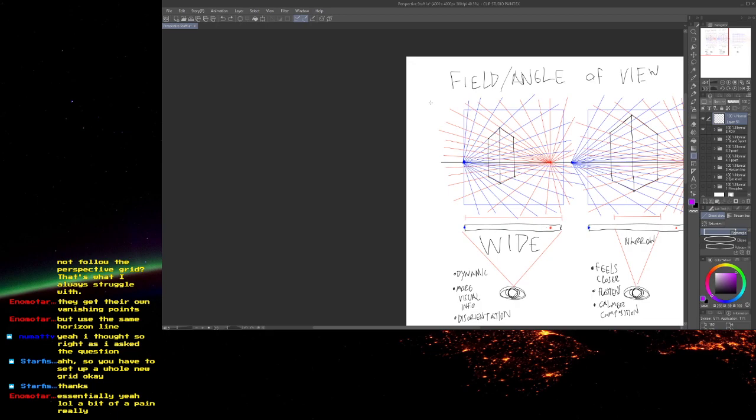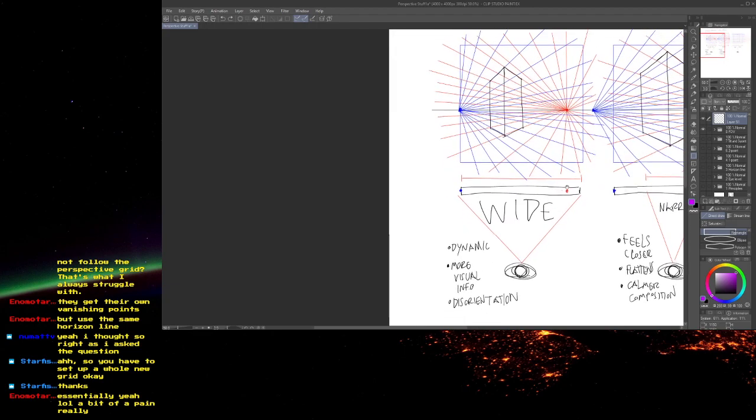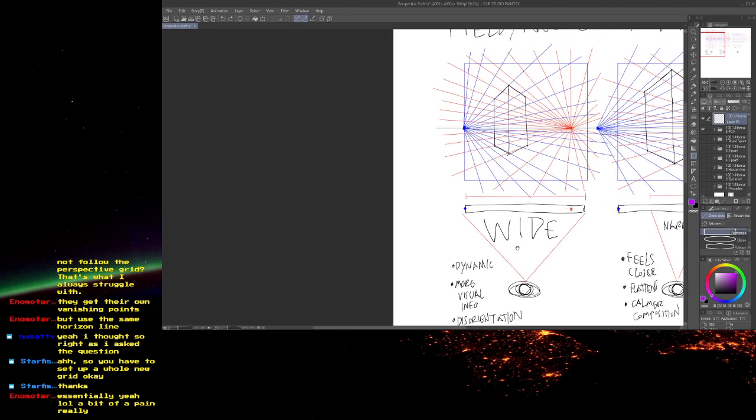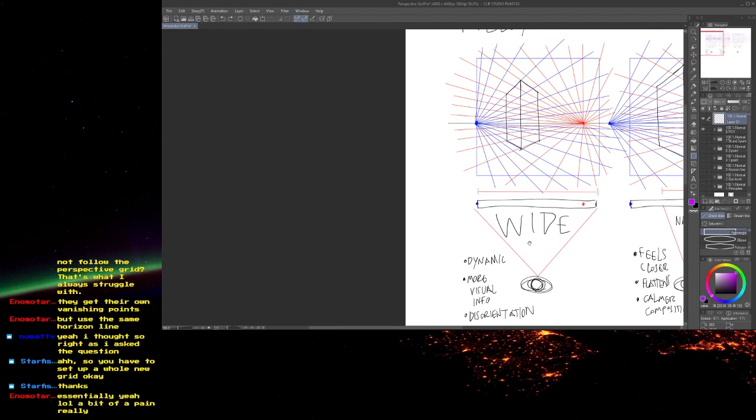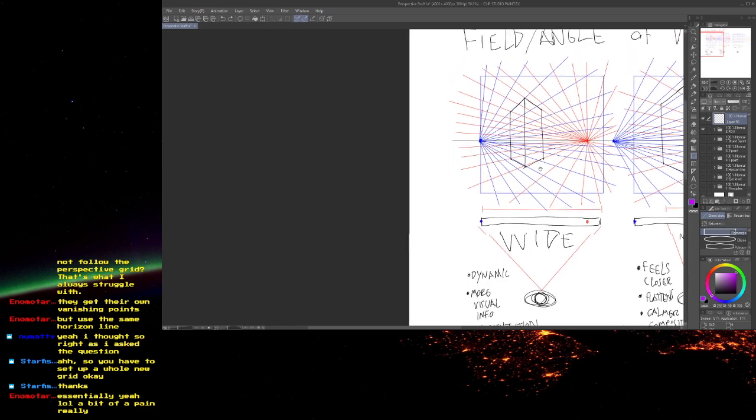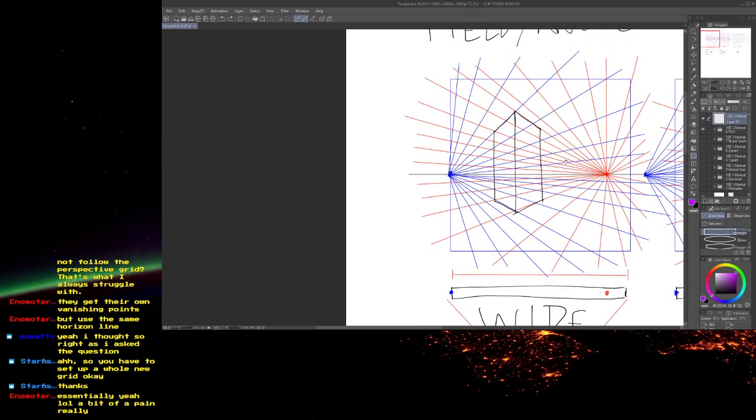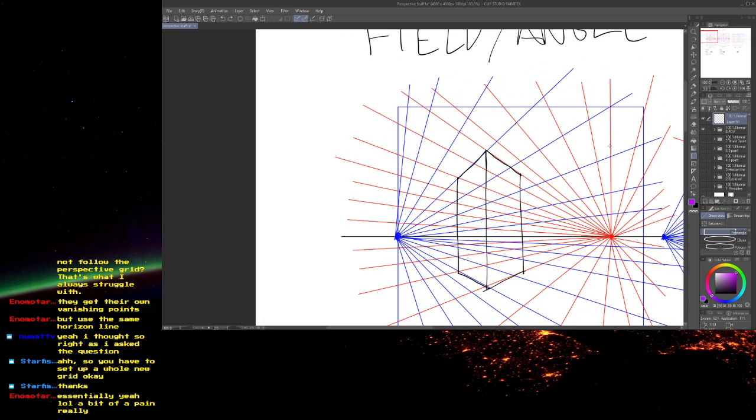Or it would change to an even wider field of view than this if it changed to this. Although that would create a lot of weird warping around the edges of the vanishing points that I made here. Here's an example of a wide field of view. Wide field views are dynamic. They're also disorienting. Dynamic field of views have more visual information. They tend to warp things. Like, you can see how warped that grid is getting way up there.